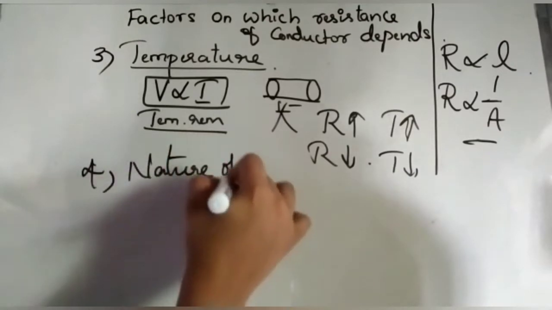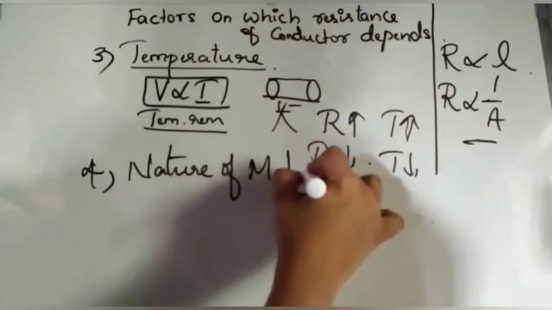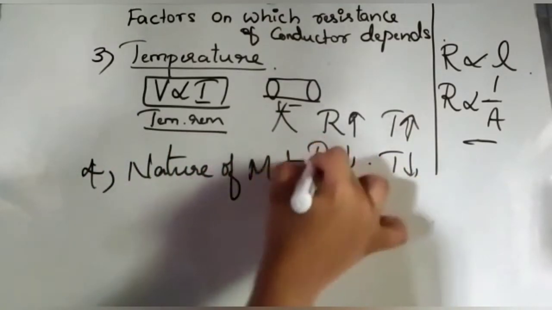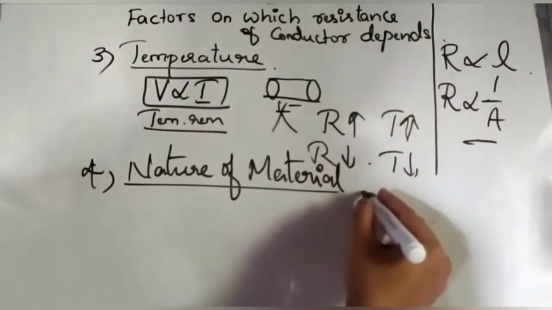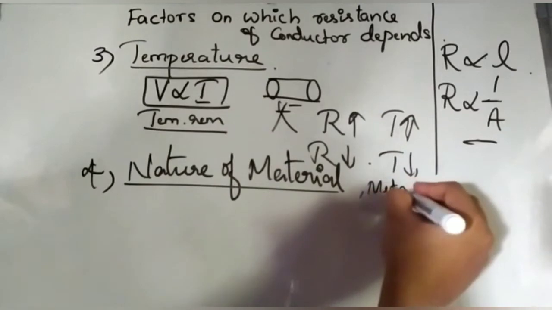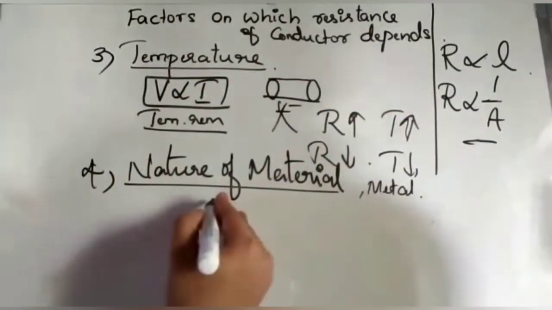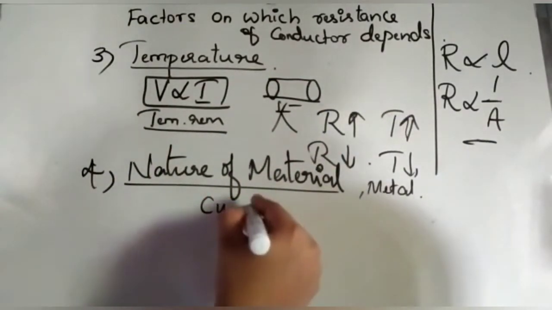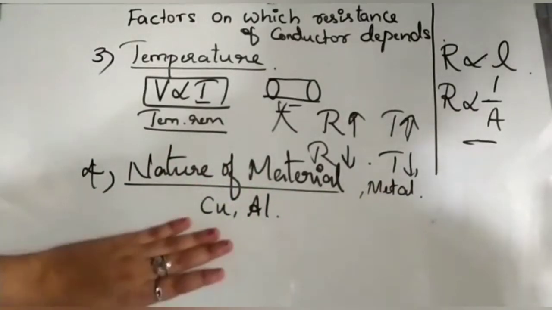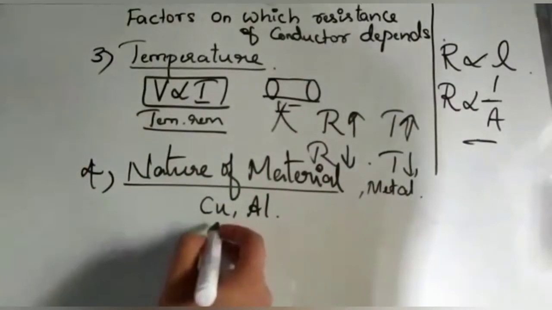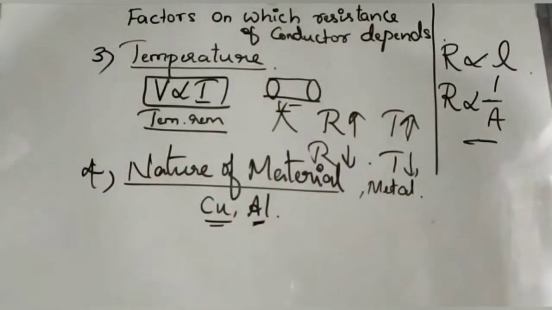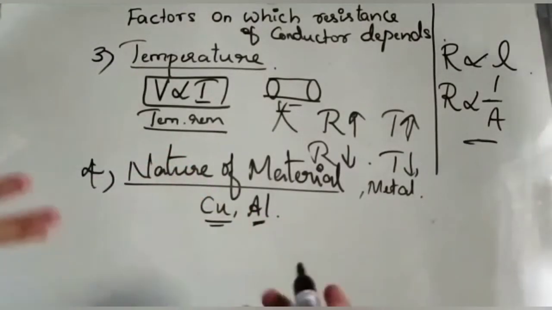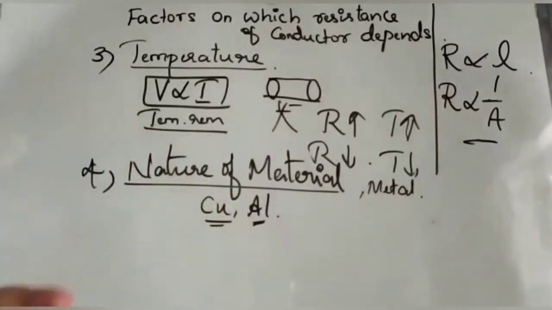Last and the fourth one is that it depends upon the nature of the material. This is very important. Even though all metals like copper are good conductors of electricity, if you differentiate between copper and aluminium, the free electrons present in copper and in aluminium may differ. We don't know exactly how many free electrons are present.